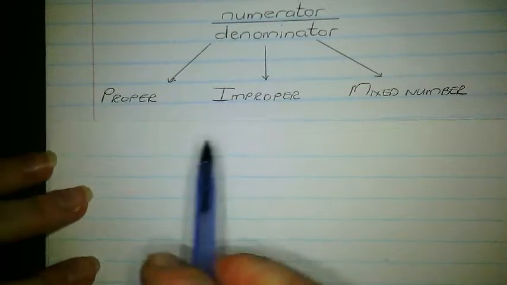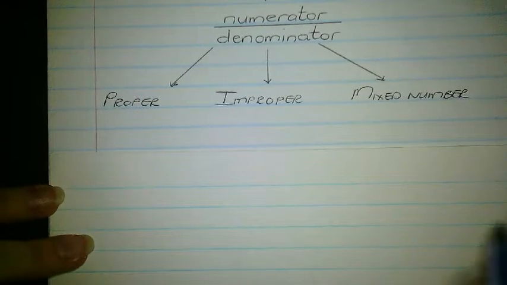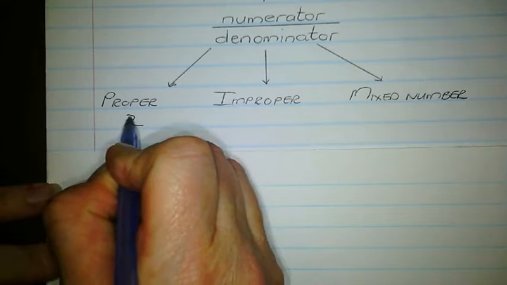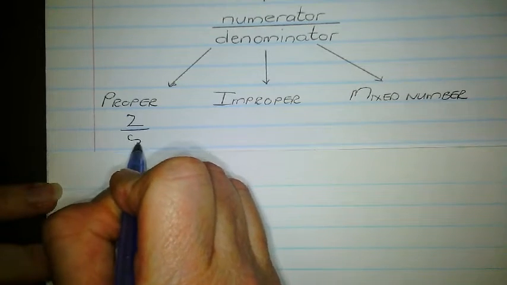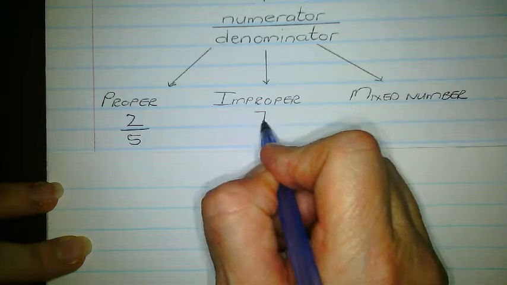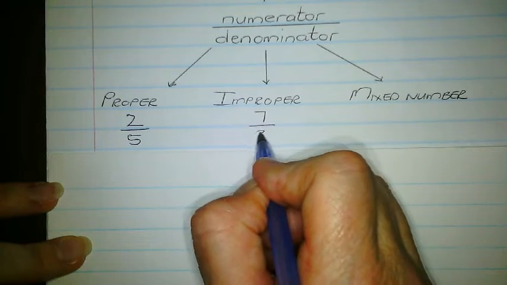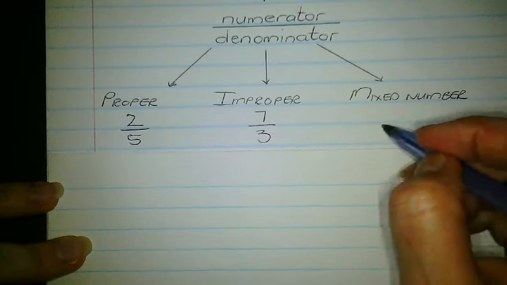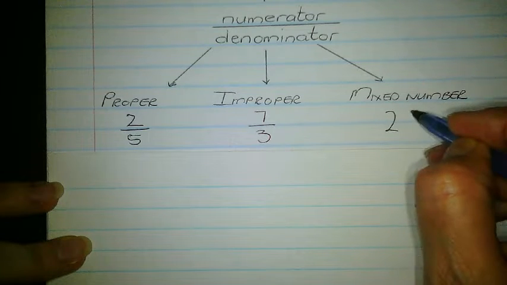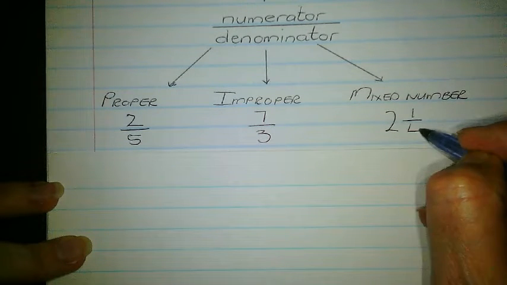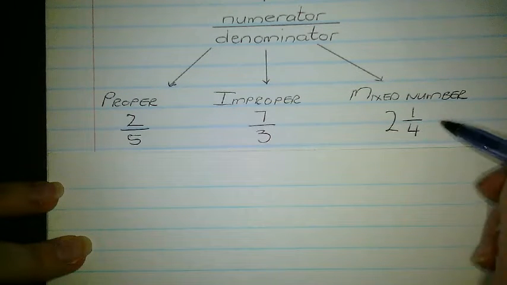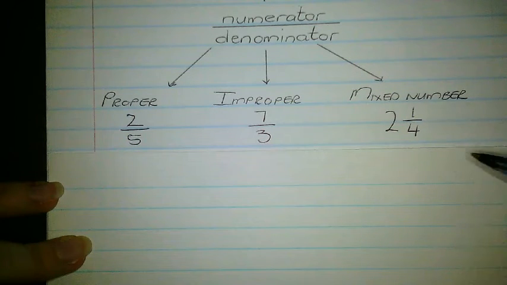we get a proper fraction, and I'm just going to give you an example of each one. Proper fraction is where your numerator is smaller than your denominator. Okay, the improper fraction is where your numerator was bigger than your denominator. And then the mixed number is usually a number, so for example 2 and a quarter. Okay, that means it's a number or a unit, and it's combined with a fraction.